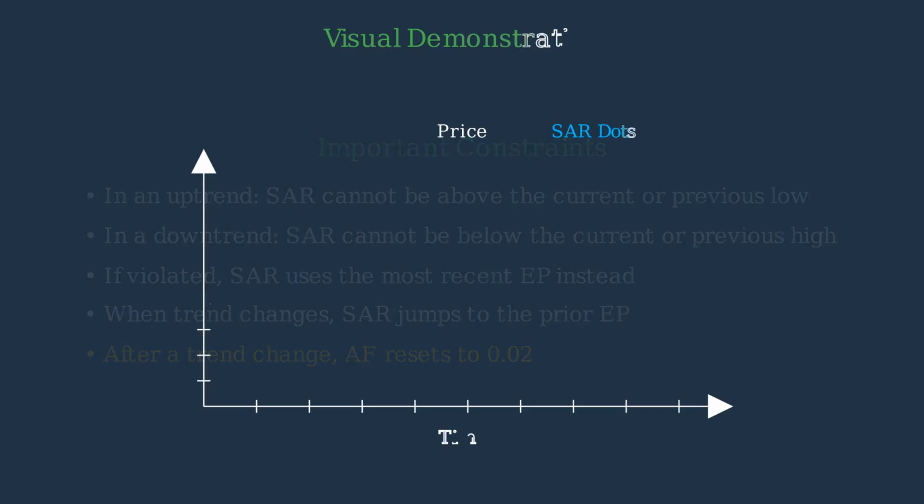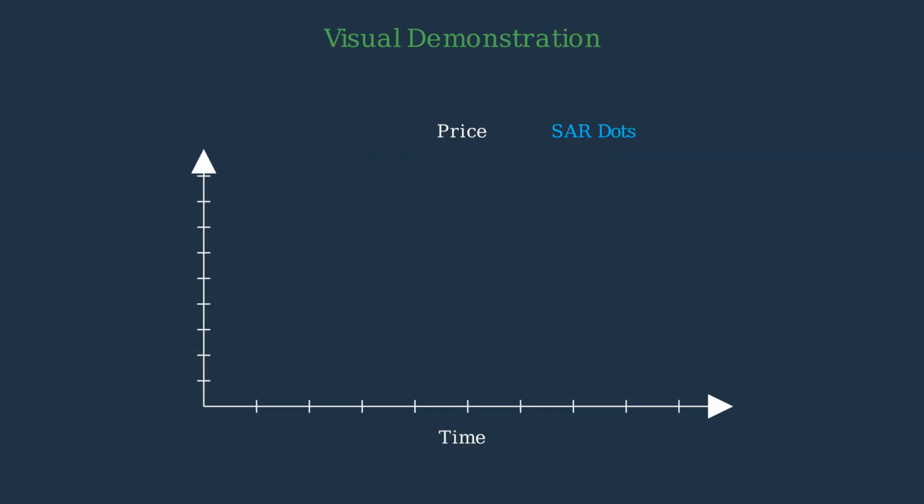Let's visualize how the parabolic SAR appears on a price chart. The white line represents price movement, while the blue dots show the parabolic SAR values. Notice how the SAR dots trail behind the price, accelerating as the trend continues. Let's go through a sample calculation to see how the formula works in practice.